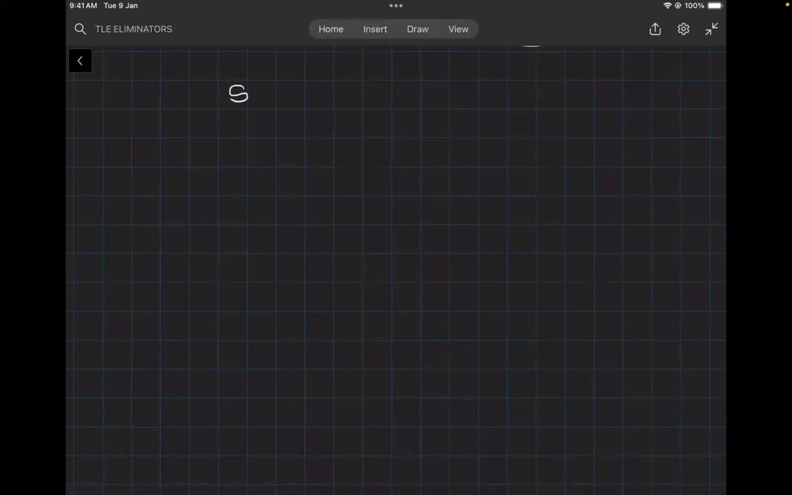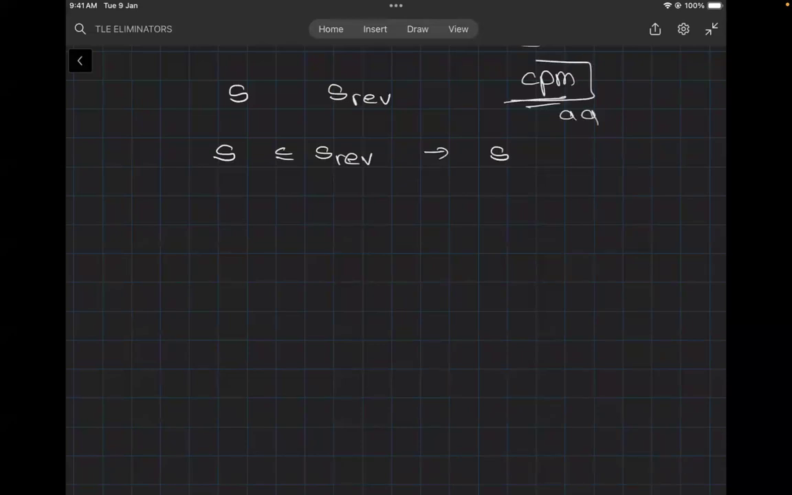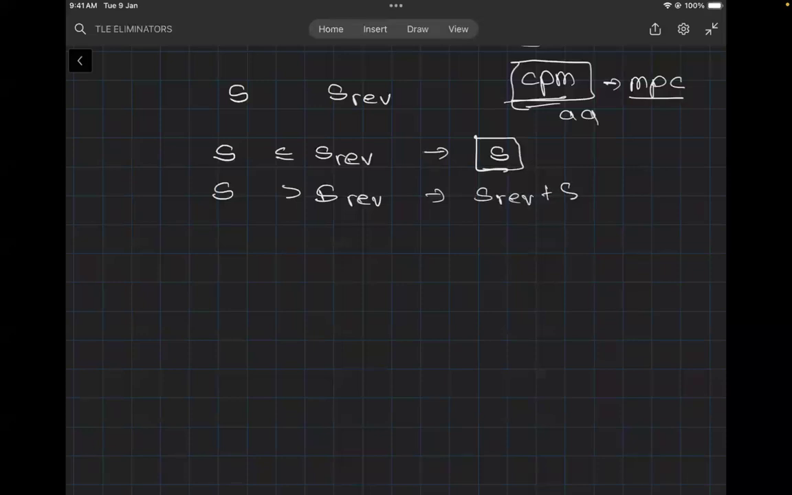So what is the solution? Let's say we have two strings, S and S reversed. If S is smaller than or equal to S reversed, my answer is going to be S. Basically, if I have CPM as my string, and I reverse it, it becomes MPC. MPC is greater than CPM, so we don't really require the reverse in our answer. In that case, my answer remains S. But if S is greater than S reversed, then our answer is S reversed plus S.